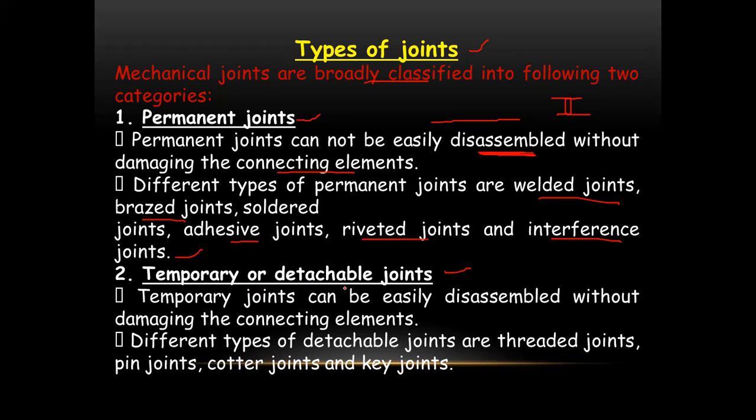Coming to the temporary or detachable joints, these are the joints which can be easily disassembled without damaging the connecting elements. Whatever you are doing, assembly or disassembly, it should not disturb the physical appearance of the element. Next, the different types of detachable joints are thread joints, that is bolt and nut assembly, pin joints, quarter joints, and key joints. These are the various types of temporary or detachable joints. Got it? So if you get any theory question, you can write this concept.